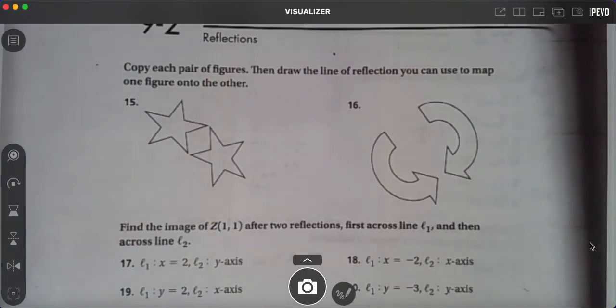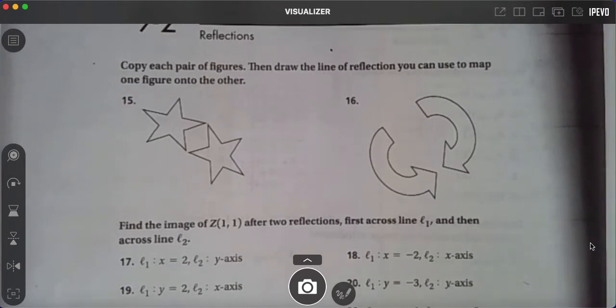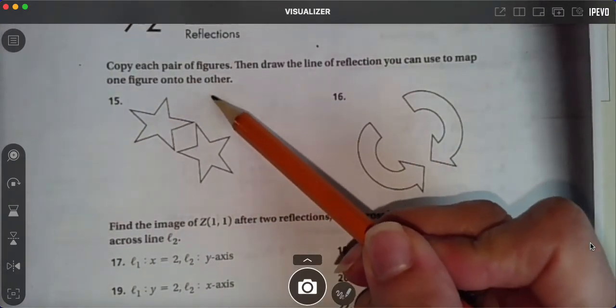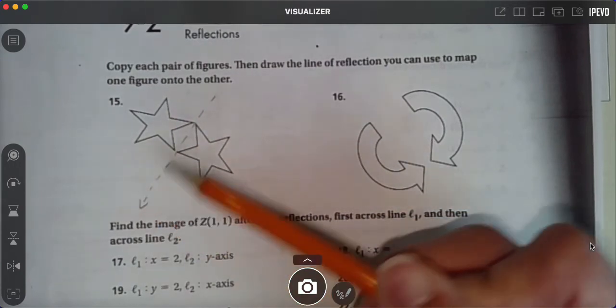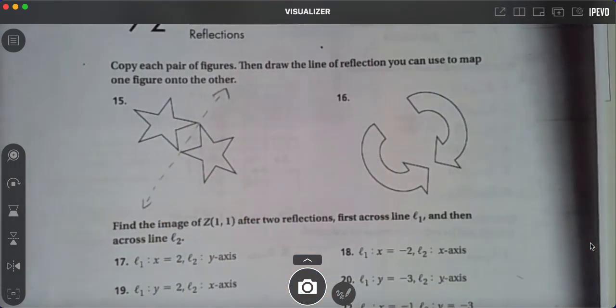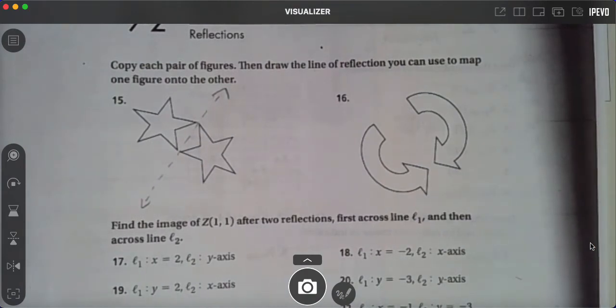Where does the dotted line go? That's what you're trying to see. What line? It's very, very simple. It clearly goes right through the middle of these. That's my line of reflection. Okay? So you'll do that for 15 and 16, and then we'll move on once everybody's done these.